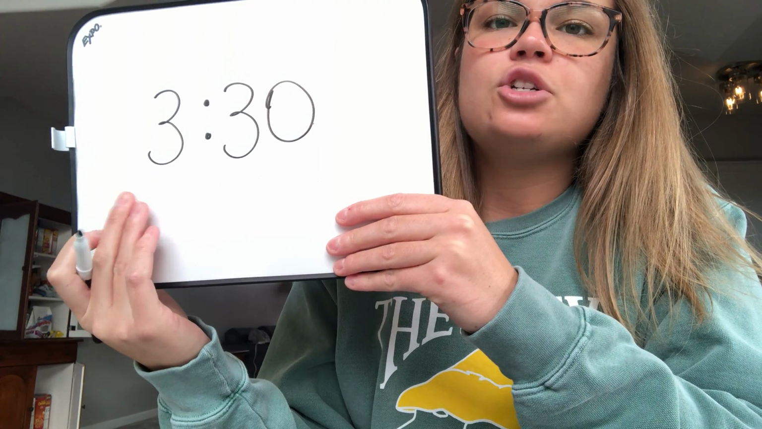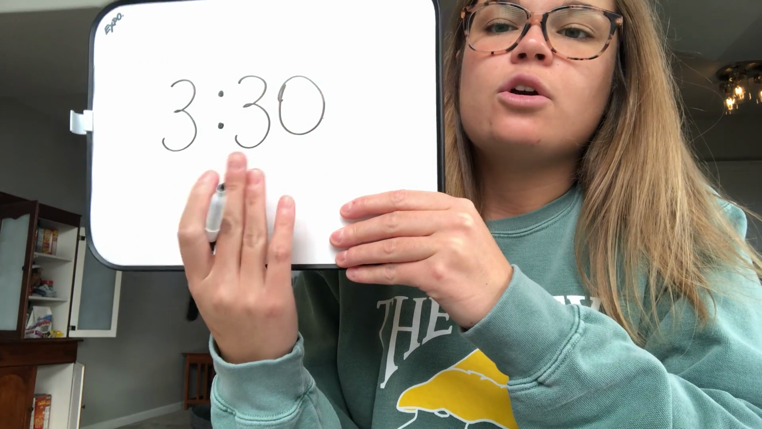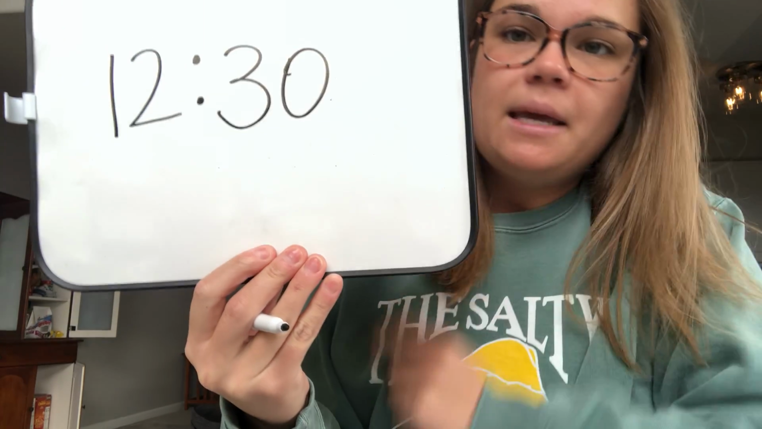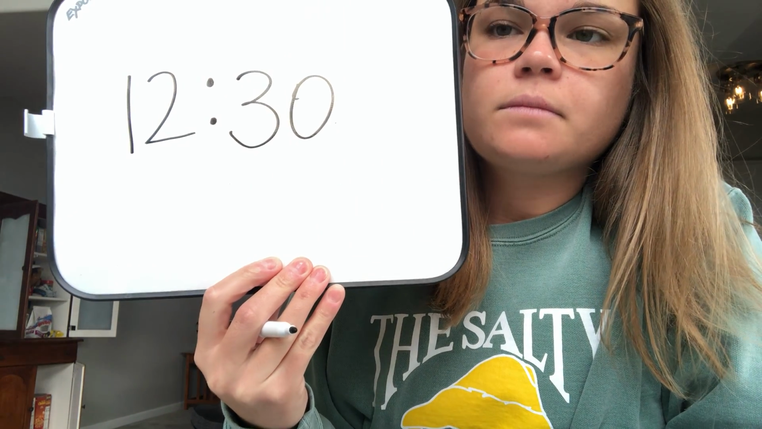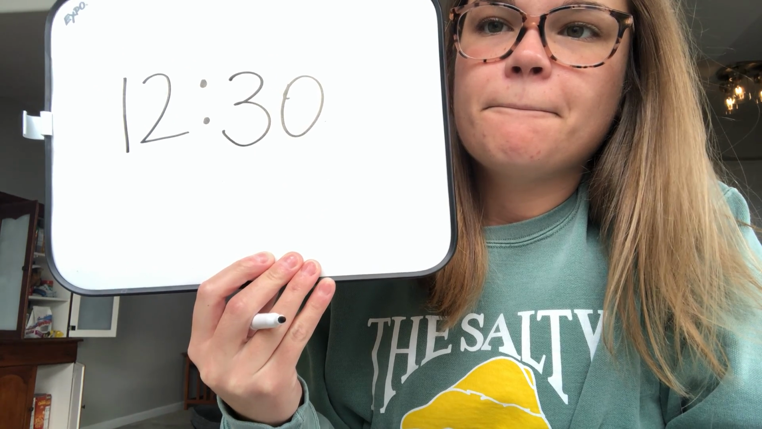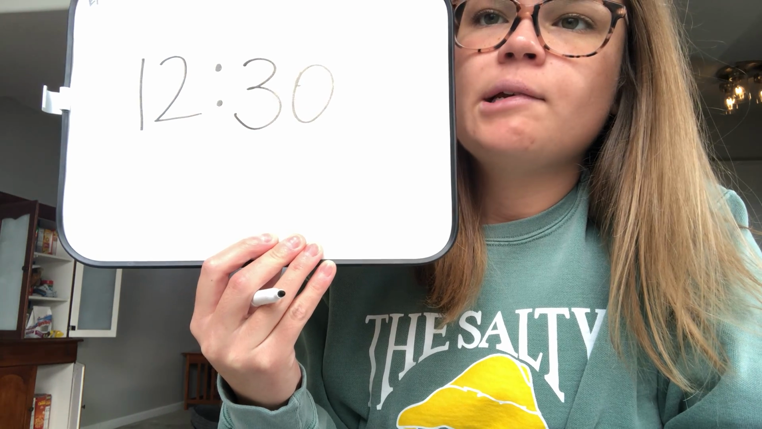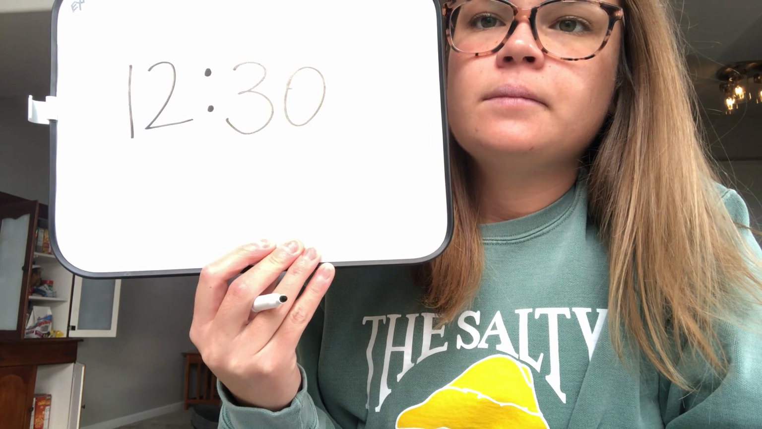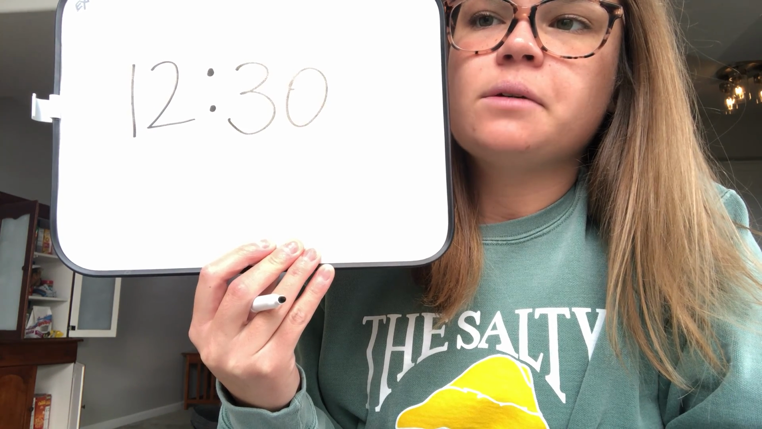Your red hand should be past the 3. Your blue hand should be on the 30. Let's go for the tricky one. I want you to make this time for me, please. Please make this time on your clock. Hudson, new time, friend. We've got a new time. I love seeing how hard you guys are working.